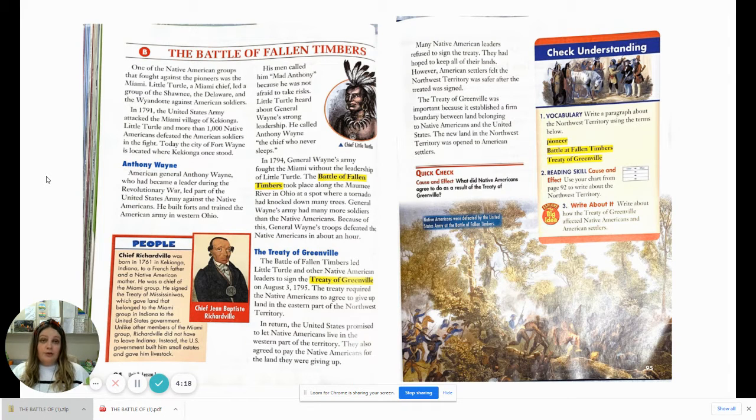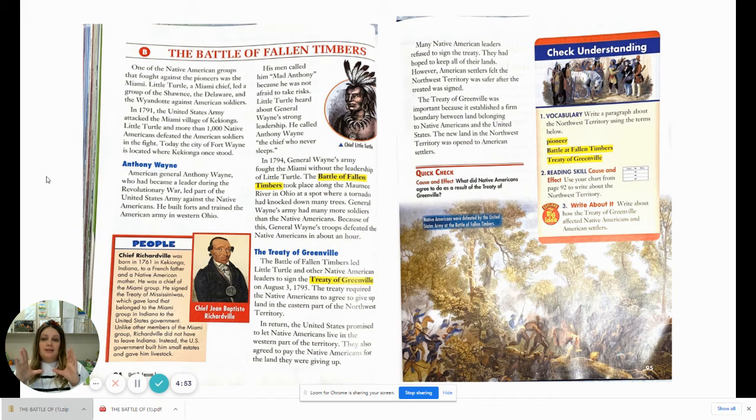The Treaty of Greenville. Remember, the word treaty is like an agreement between two sides. A lot of times a treaty ends a conflict. So let's remember that as we're talking about the Treaty of Greenville. The Battle of Fallen Timbers led Little Turtle and other Native American leaders to sign the Treaty of Greenville on August 3rd, 1795. The treaty required the Native Americans to agree to give up land in the eastern part of the Northwest Territory.